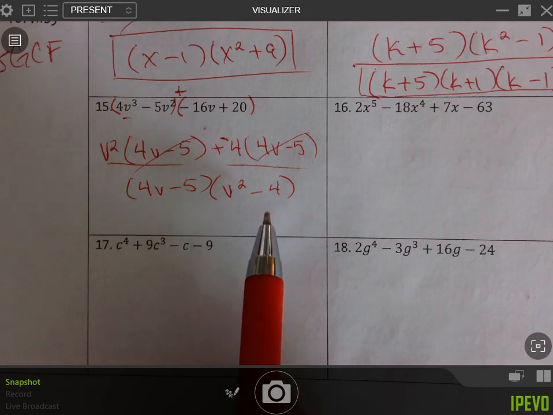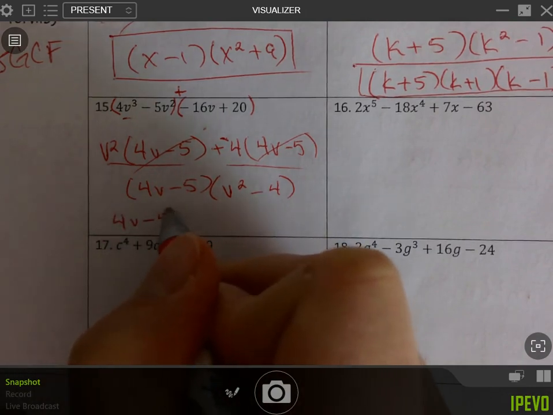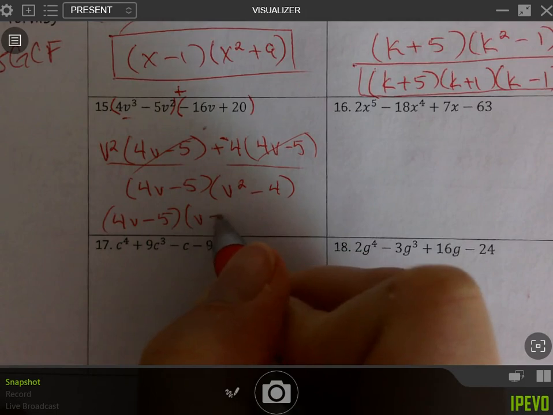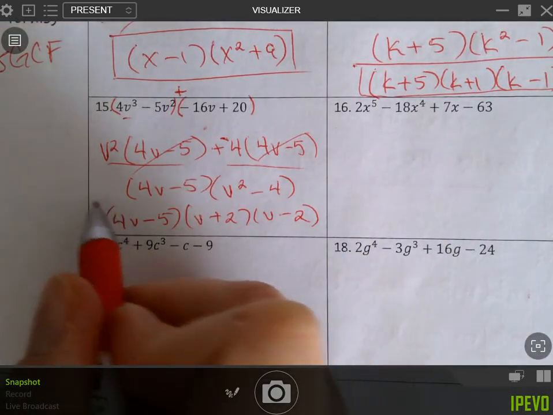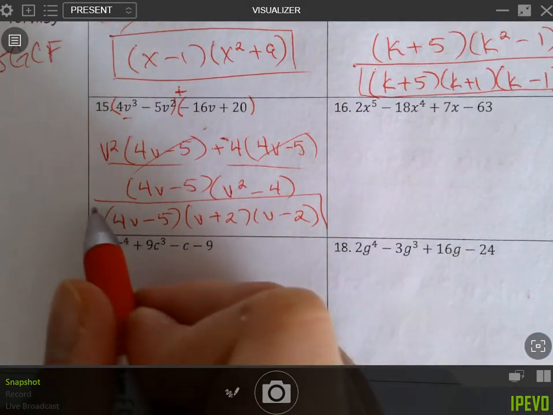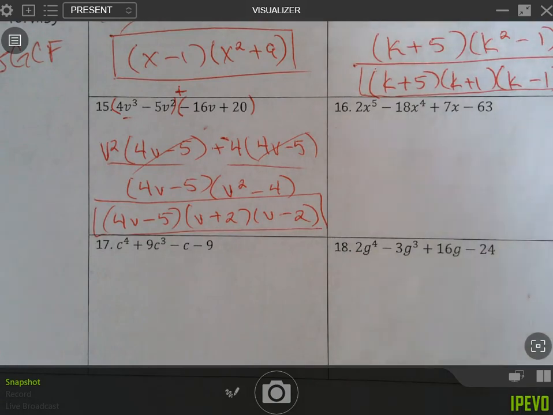2 and negative 2. So you keep your v, 4v minus 5, and you break this down to v plus 2 and v minus 2. That's your final answer. All right, try that next one, 16, please.